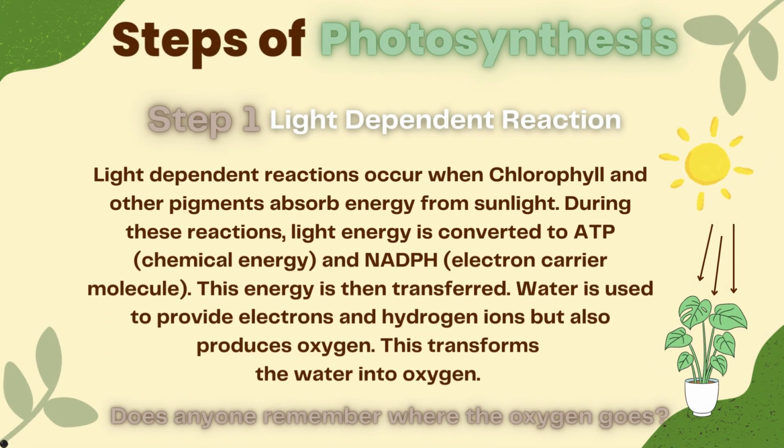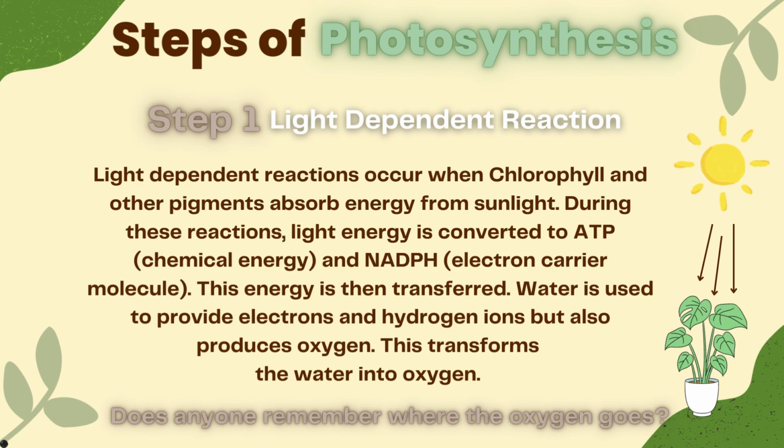Photosynthesis occurs in 2 stages. These stages are known as light-dependent reactions and the Calvin cycle. Step 1 is the light-dependent stage, or reaction. Chlorophyll and other pigments absorb energy from the sunlight.